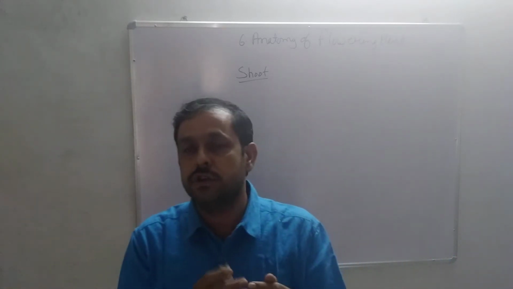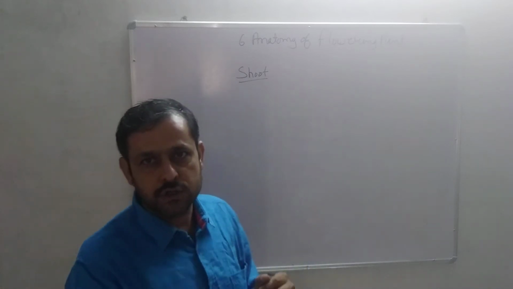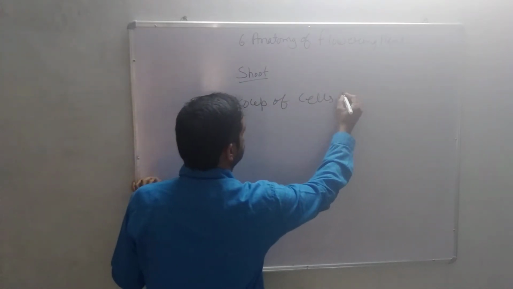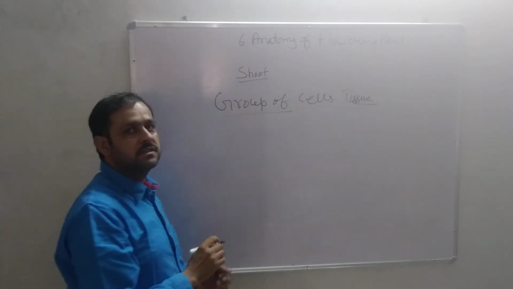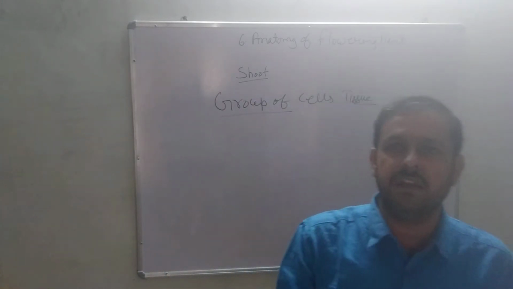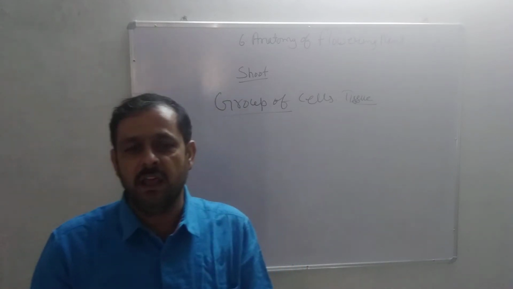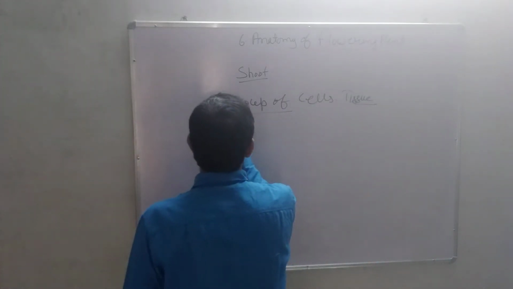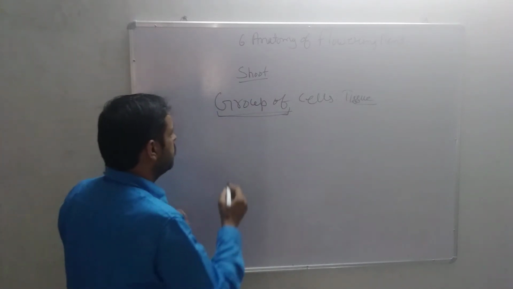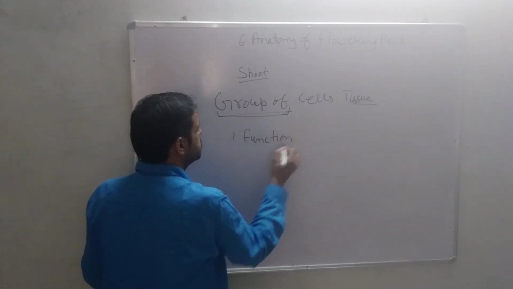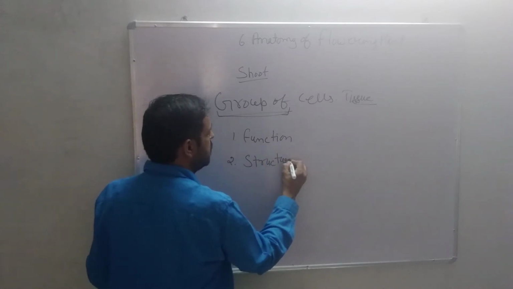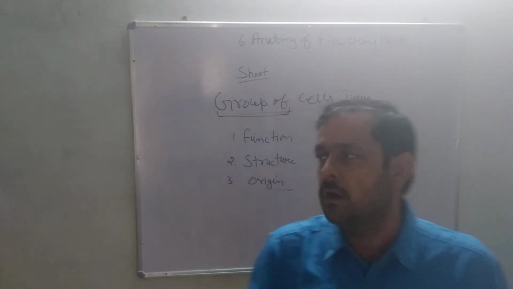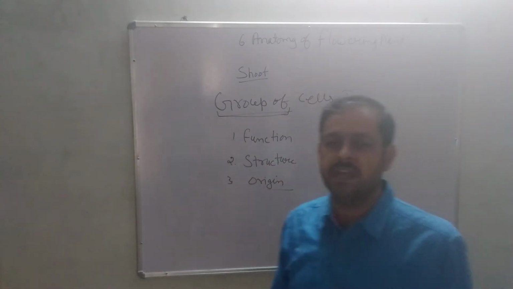What is tissue? A group of cells is called tissue. Tissue means a united group of cells. A tissue is a group of cells having common origin and usually performing a common function. Means the group performs on some basis; there must be some basis. So what is the first basis? Function. What is the second basis? Structure. And the third basis? Origin. So we can say that on the basis of function, structure and origin, a group of cells is called tissue.